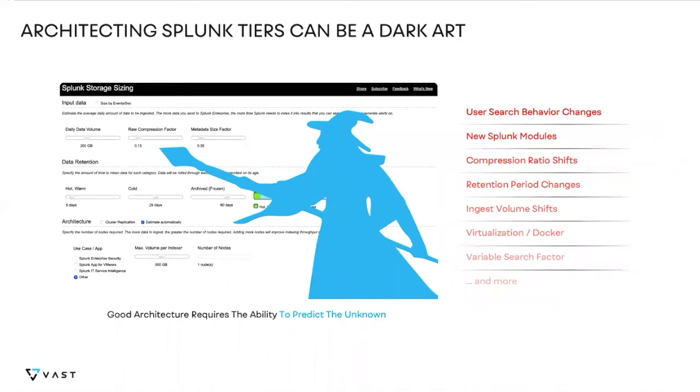And so if any of you have ever configured a Splunk system, you're probably quite familiar with the Splunk storage sizing guide that is available online. This is a great utility that helps people understand what they need. But the challenge with architecting Splunk tiers is that it essentially requires organizations to have an ability to predict the unknown. And the reason for that is that customer behaviors and your vendor behaviors aren't always static, and you have user search behaviors that change over time, and people are looking for different patterns within different ranges of data.